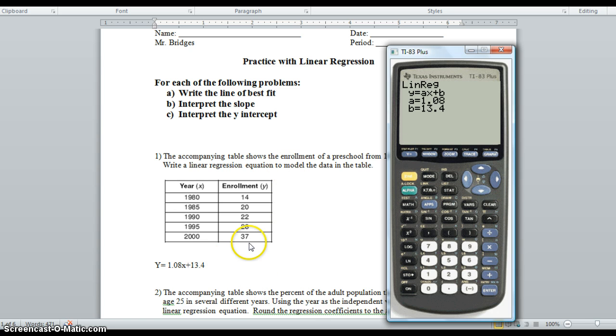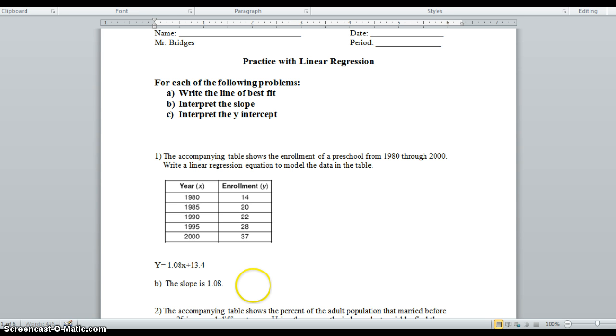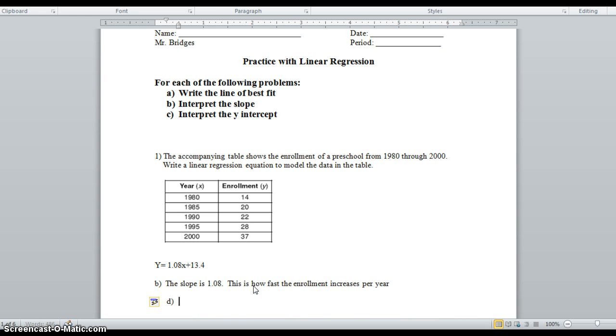So when I do part B, to interpret the slope, the slope is 1.08. This is how fast the enrollment increases per year.